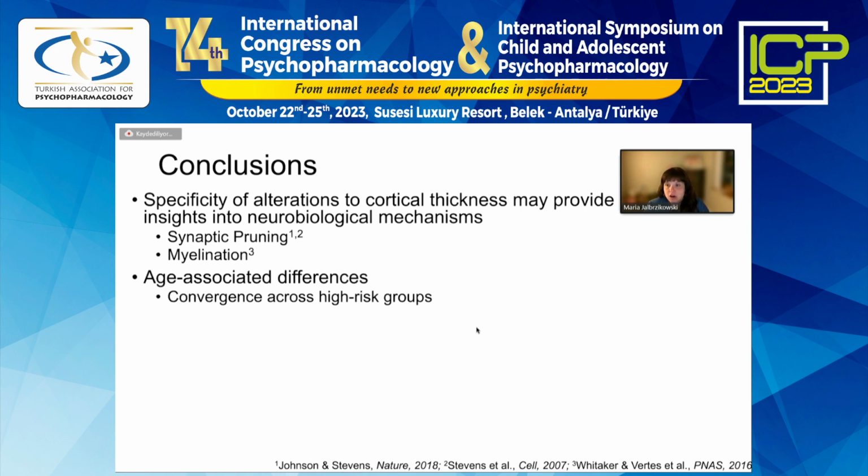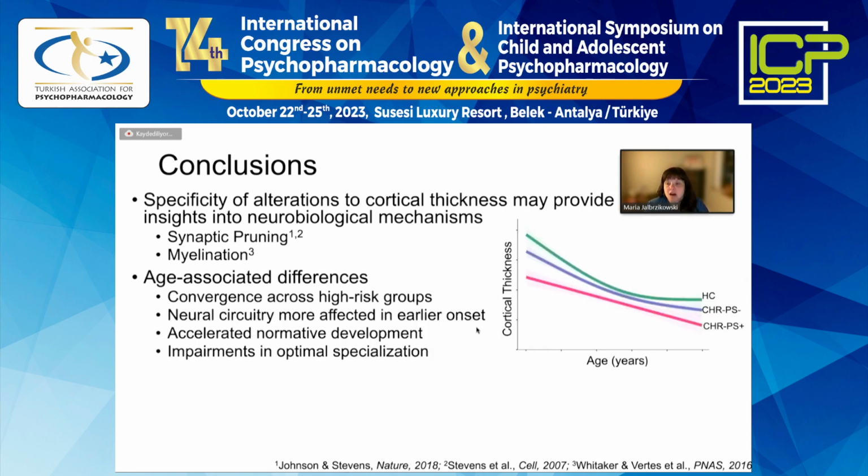So earlier onset might reflect deterioration of this neural circuitry, or maybe there's this accelerated developmental decrease before we measured the individuals. Or if we think perhaps of adolescence as this time of specialization, where you must go through this change during this particular time in order to reach optimal adult levels, we might be seeing a lack or delay of this specialization in those who develop psychosis.